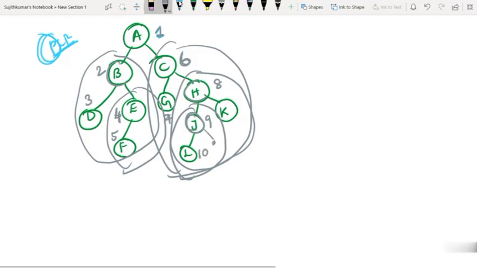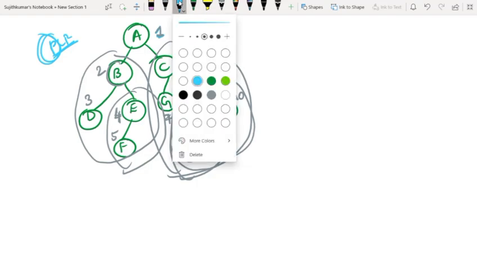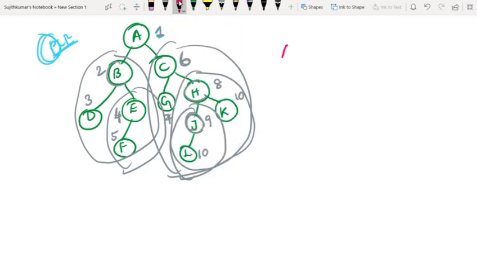Right, okay, and the remaining is 10, right? That's it. Okay, so the pre-order traversal here is, follow the numbers, A, B, D, E, F, C, G, H, J, L, K. So this is the pre-order traversal for this particular tree.